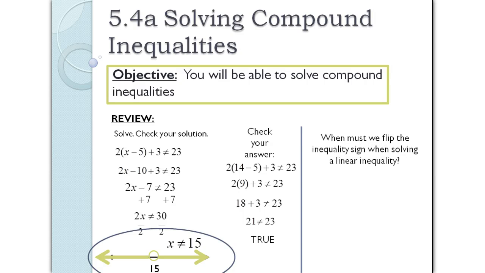When must we flip the inequality sign when solving a linear inequality? Well, anytime we multiply or divide by a negative number, we have to flip the inequality sign. It's okay if we solve the inequality and we get a negative number for our answer. That does not justify us flipping the inequality sign. But if we multiply or divide by a negative while we're solving, that is what causes us to have to flip the inequality sign.